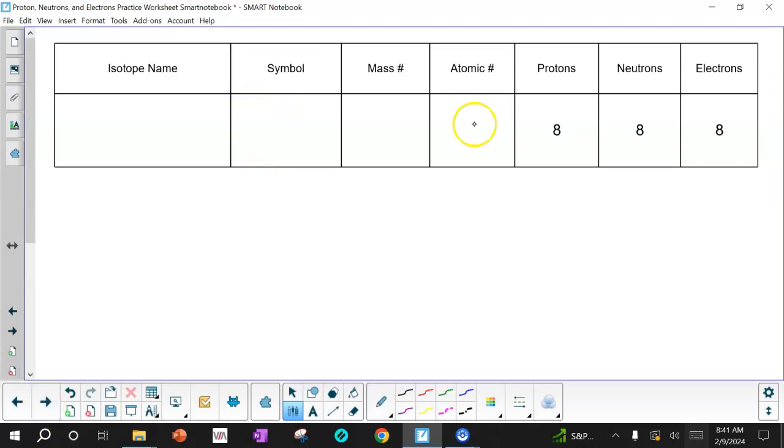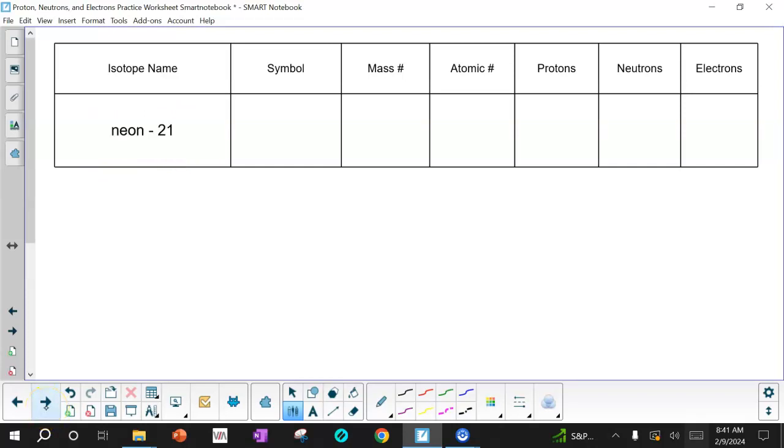8 protons is atomic number of 8. 8 and 8 added together gives me a mass of 16. Let's see, that's going to be oxygen. 16 and 8. Protons and electrons are equal, no charge. Oxygen-16.